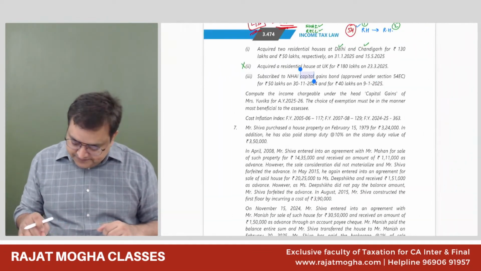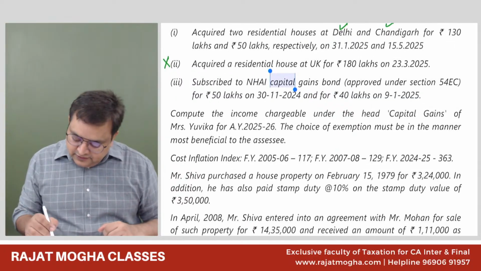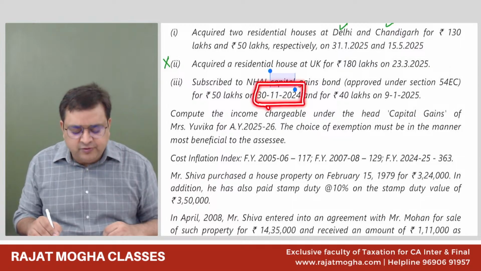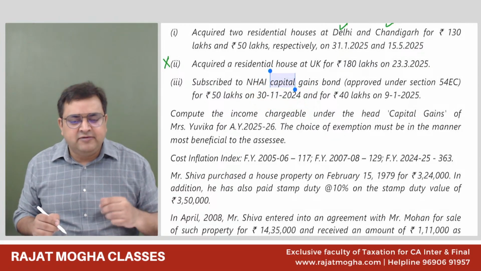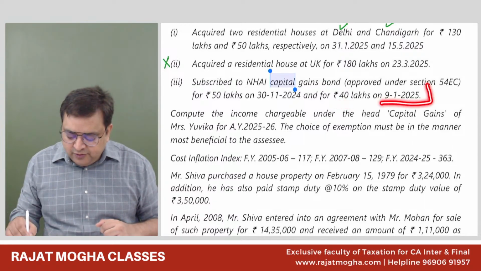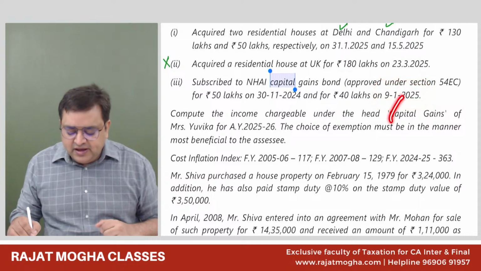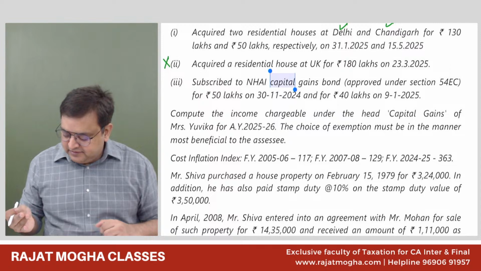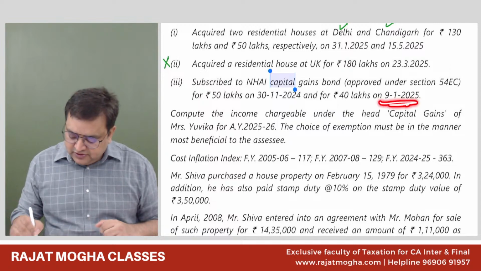Let's just see. So she has purchased bonds of 50 lakh rupees on 30th 11 2024. I presume that this is coming within 6 months. And 40 lakh she has purchased on 9 1 2025. So I believe it is going after 6 months. Is it? July, August, September, October, November, December, January. No, actually it is also coming within 6 months only.